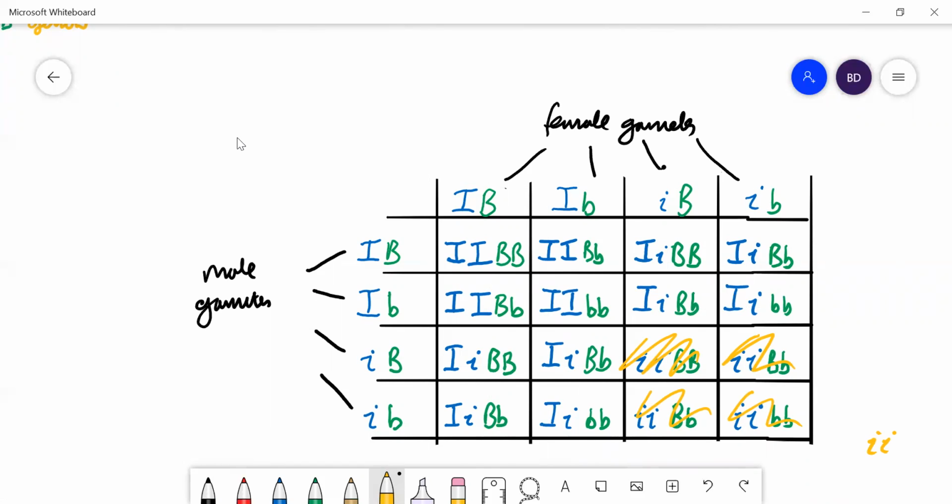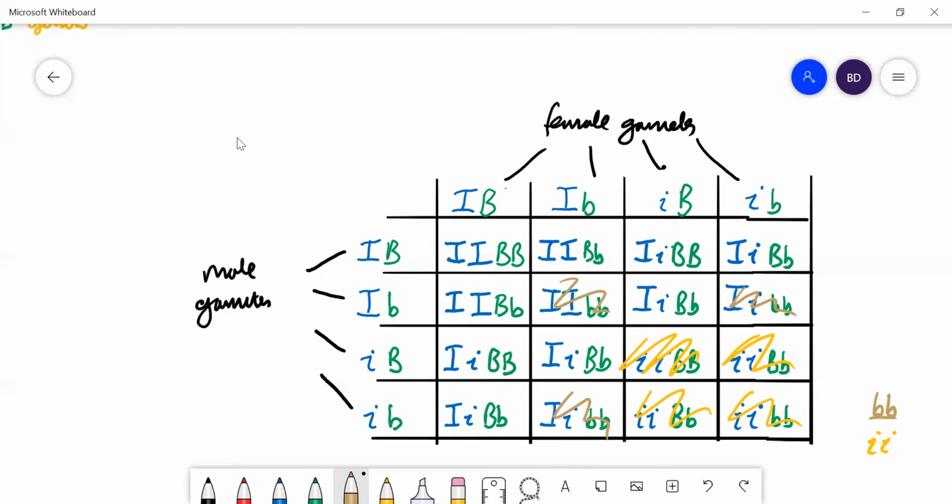Now let's look for the brown ones. For the brown ones, of the remaining ones, you need to have a double mutation in the B gene. So let's say we've got that one, that one, that one, and that's it, isn't it? Okay, and everything else is going to be black.